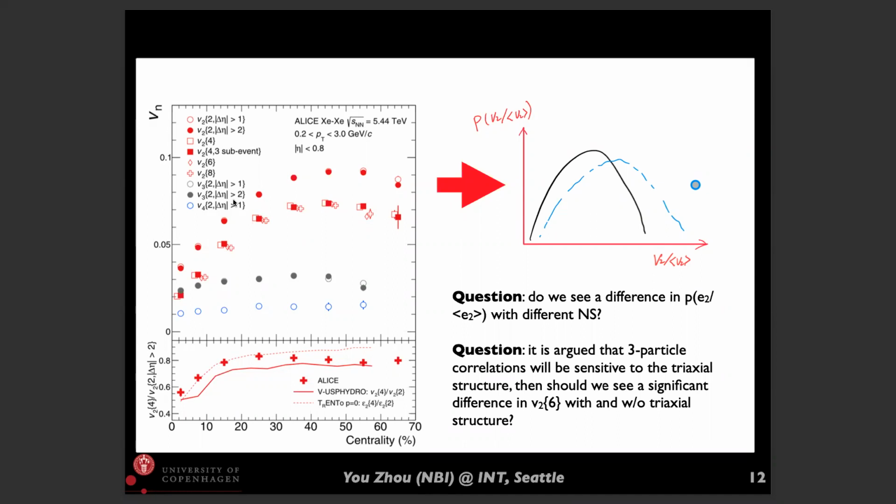So you also ask about the linear response, right? You can see the calculation. So basically, when you assume there's a perfect linear response between V2 and eccentricity, you would expect the V2{4} divided by V2{2} will be identical to epsilon 2{4} divided by epsilon 2{2}, right? And they are not identical.